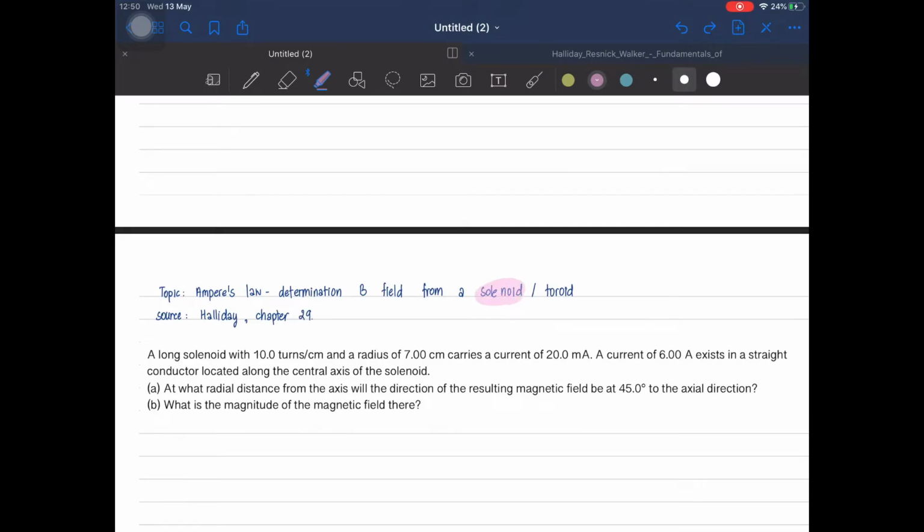As you have seen in the list of topics that are going to be covered in the finals, I went through the textbook, chapter 29, and I think that this is a really good problem, and I hope it will appear in the exam. So yeah, that's the reason that I picked this problem.